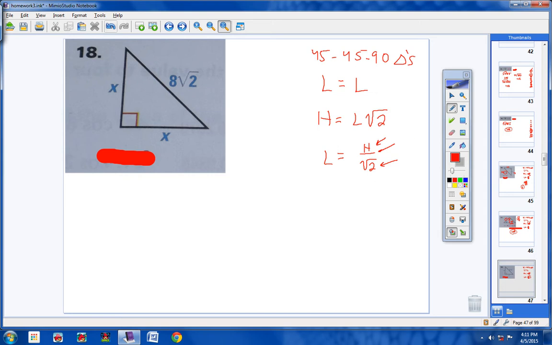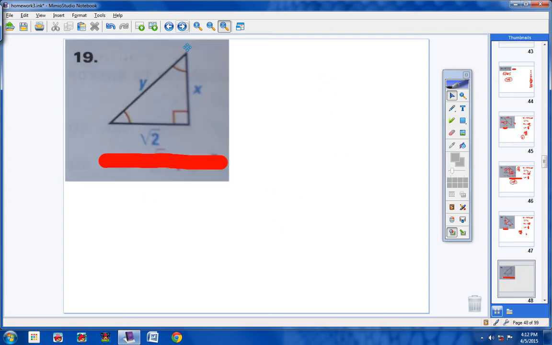So, pretty simple. Here's my 90 degrees. Here's my hypotenuse. Take your hypotenuse and divide it by the square root of 2. These will cancel, leaving you with 8 over 1, or just 8. So if one leg is 8, then the other leg must also be 8. So x equals 8. Alright? Okay, moving on to number 19.